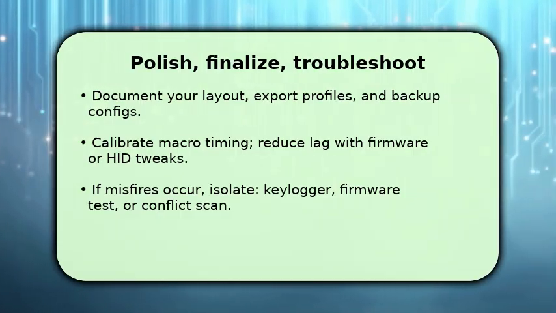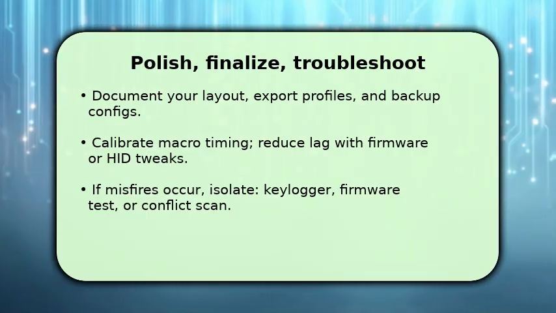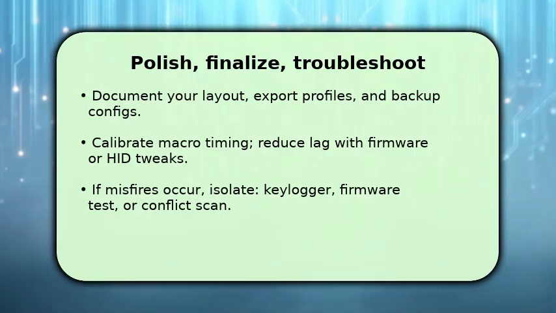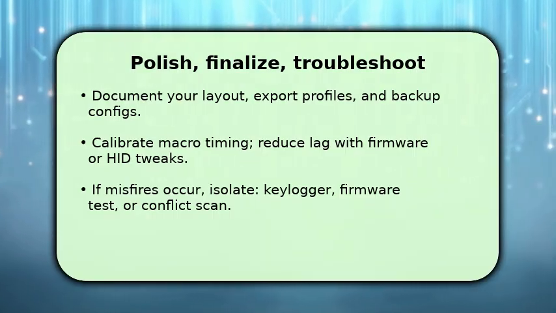If things go wrong, run a simple isolation checklist, disable conflicting apps, load a bare firmware test, and use logging to find which rule misfires. Then fix the single offending mapping.